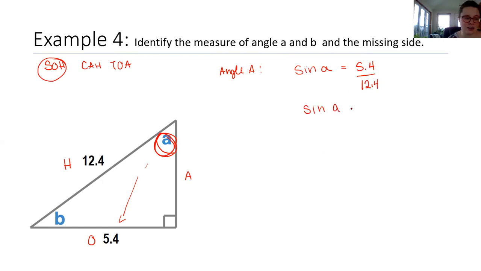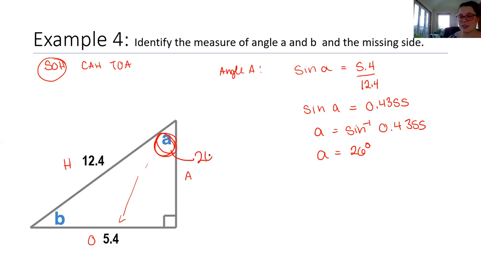Sine of A is equal to 0.4355. If I want to find angle A, I do shift sine, the inverse sine of the decimal. You'll see I kept extra decimals. That's going to matter. It can make our angle off by a couple degrees if we only rounded it to 0.4. So we want to keep those extra decimals. And angle A is equal to 26 degrees. Okay, so we've got that labeled. Now, what about angle B?